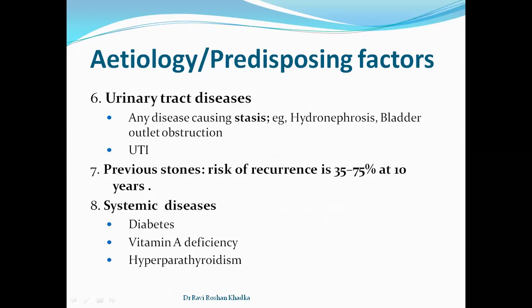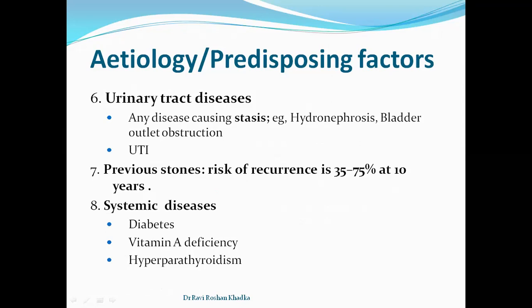Systemic disease, the diabetes. The patients who are diabetic, especially type 2 diabetes, have a higher chance of hypercalciuria, that is, they excrete more calcium into the urine, and the pH becomes more acidic, which leads to the formation of some specific stones like calcium stones.